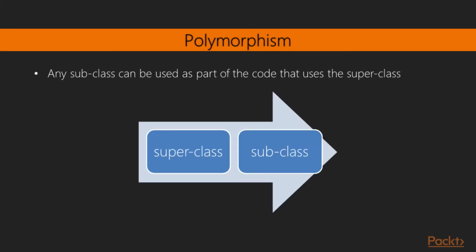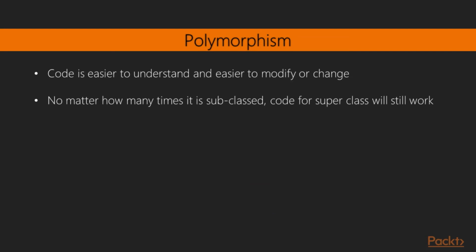Boiled down to its simplest definition, polymorphism is this. Any subclass can be used as a part of the code that uses the superclass. This means we can write code that is simpler and easier to understand, and also easier to modify or change. Also, we can write code for the superclass and rely on the fact that no matter how many times it is subclassed within certain parameters, the code will still work.